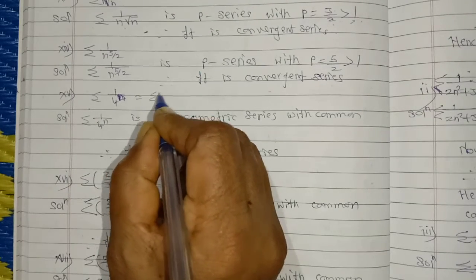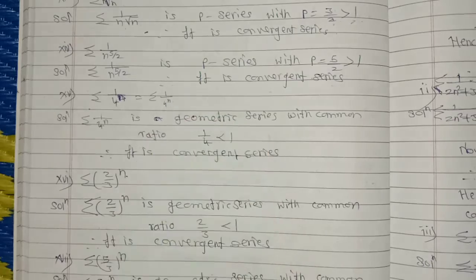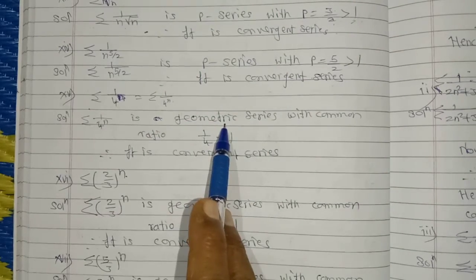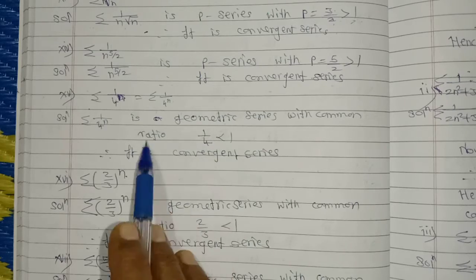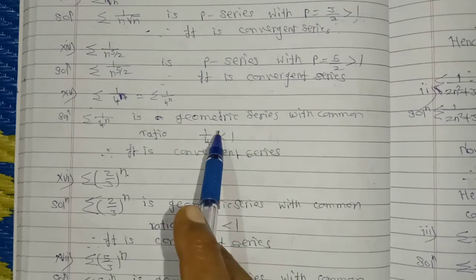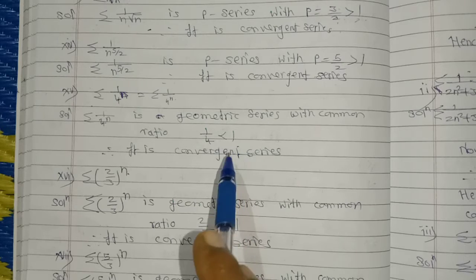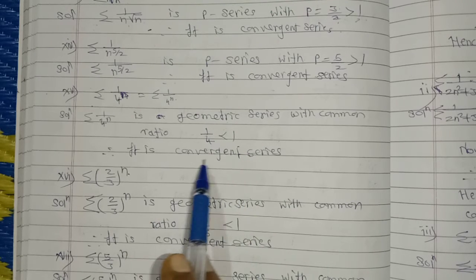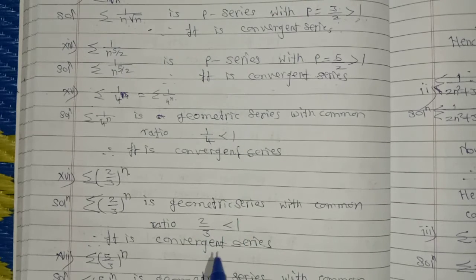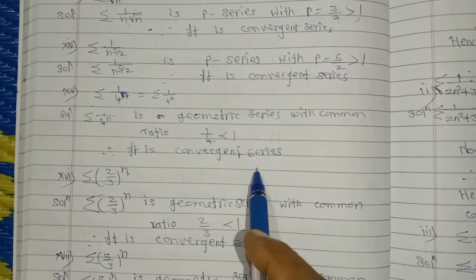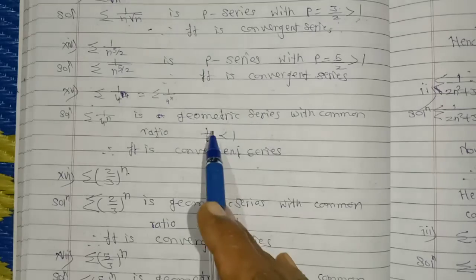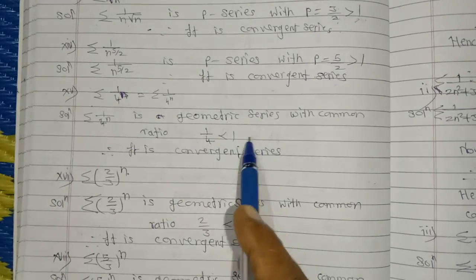This is a geometric series with common ratio 1/4, and as 1/4 is less than 1, it is convergent series. Since in geometric series, if common ratio is less than 1, then given series is convergent. Here common ratio is 1/4, which is less than 1, hence given series is convergent. Next example is summation of 2/3 raised to n.